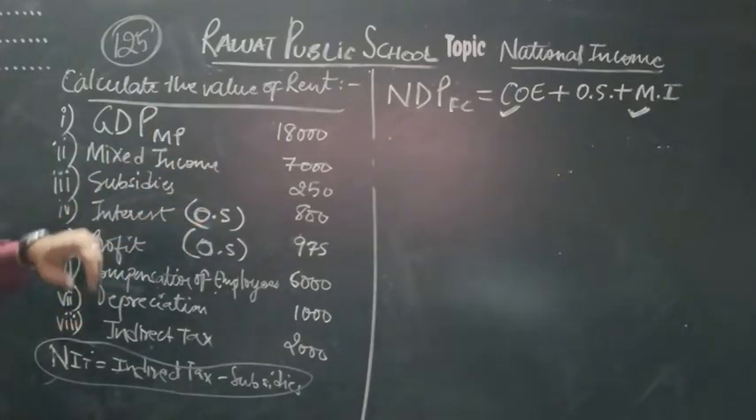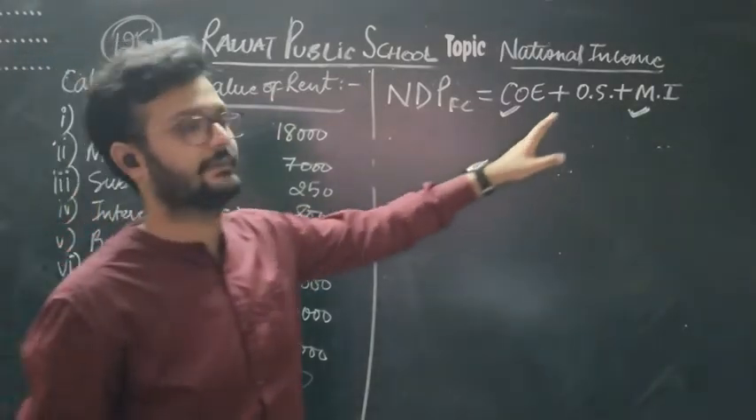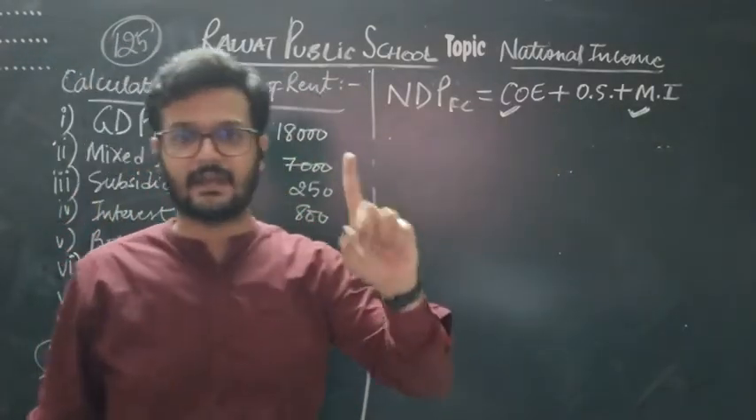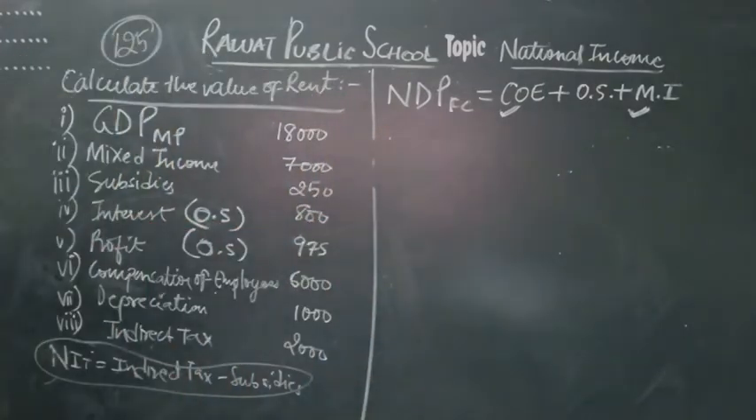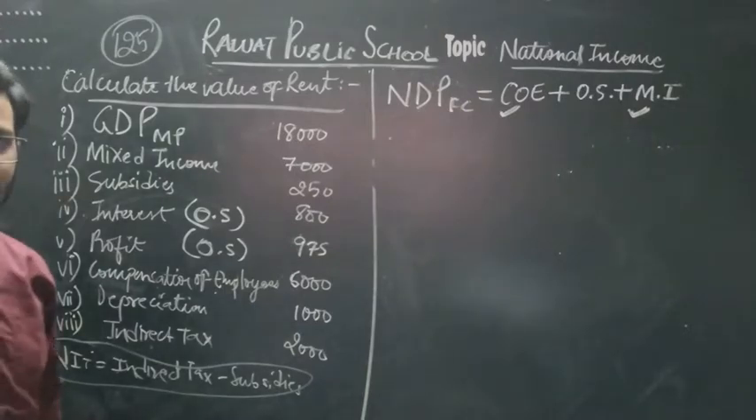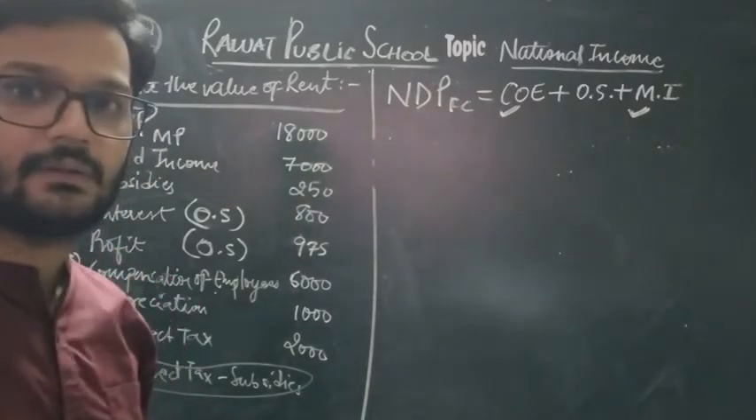But we don't have the complete information of operating surplus. Operating surplus is rent plus interest plus profit. We have interest, we have profit, but we don't have the value of rent. That's what we have to calculate. We have to calculate the value of rent.